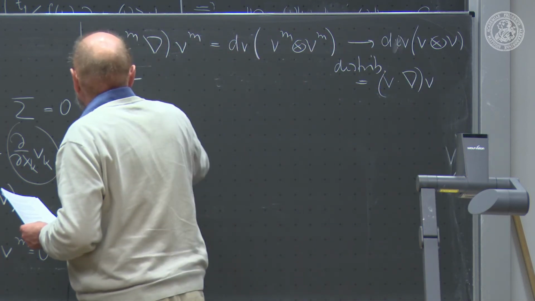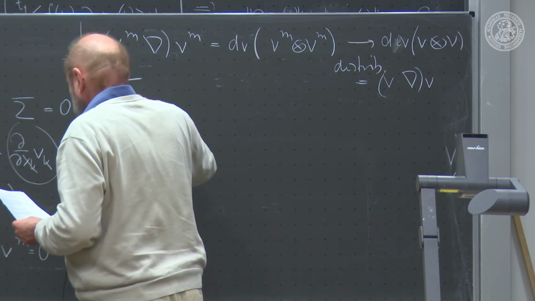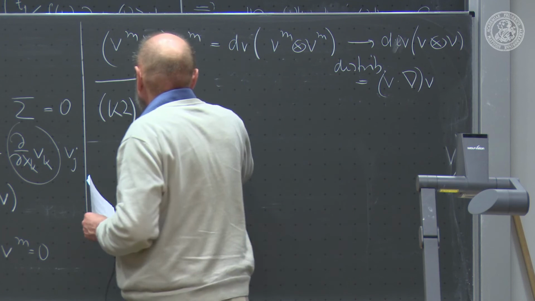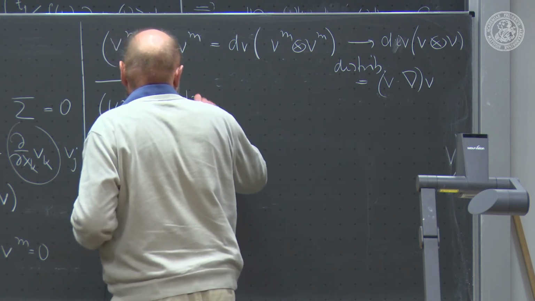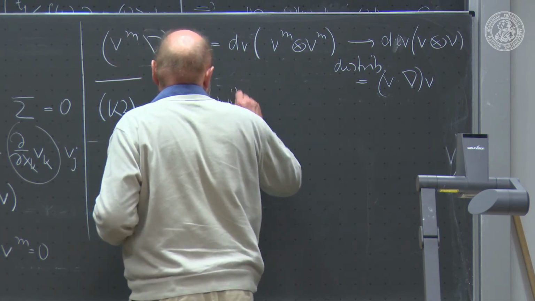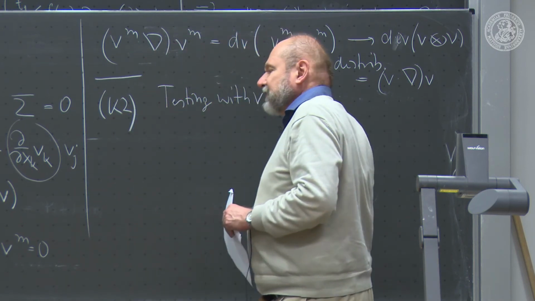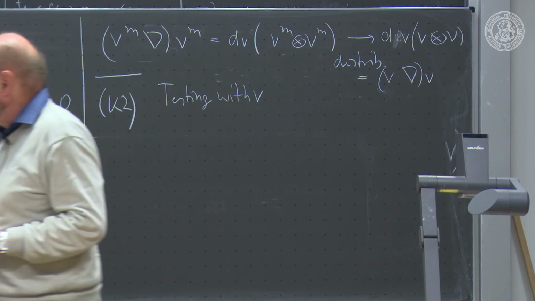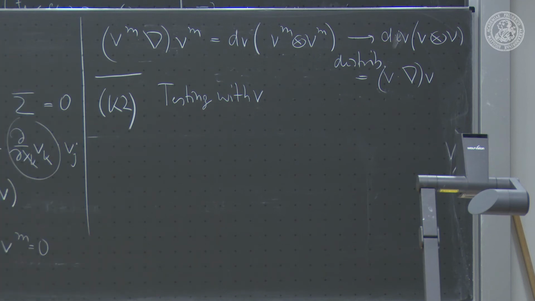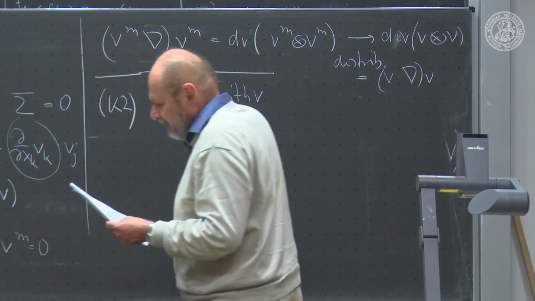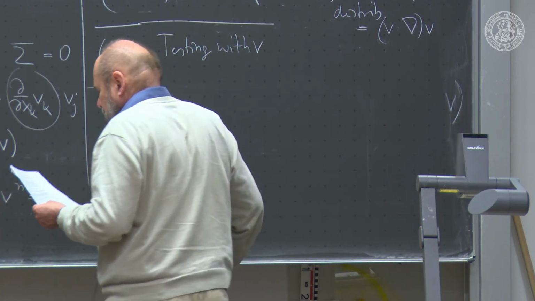The second remark is testing with V. That's the first thing we would like to do. So we test all the equations with V, as we did with the Stokes problem, and then we knew what happened with all those terms, apart from the new term. So maybe the new term now brings in problems. So let's have a look at the new term.